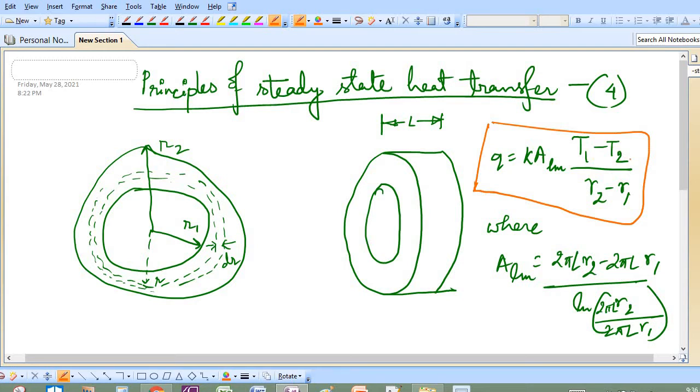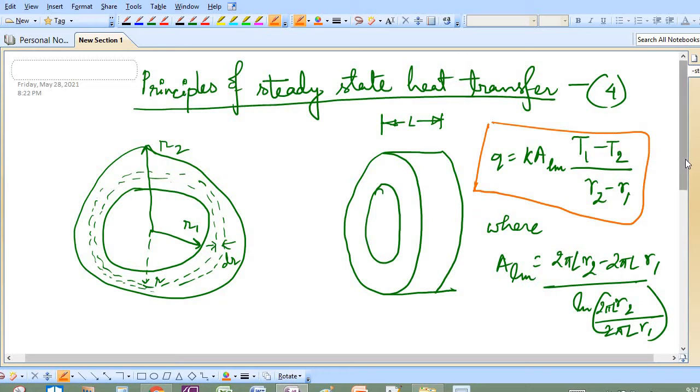divided by R2 minus R1, this is resistance, where the log mean area is 2 pi L R2 minus 2 pi L R1 divided by ln of 2 pi L R2 by 2 pi L R1. The concept of log mean area has been discussed in my earlier video, principles of steady state heat transfer part 3. Please refer to the same for a clearer picture of this log mean area. Then, we will demonstrate the conduction through a hollow cylinder with the help of an example in this video.